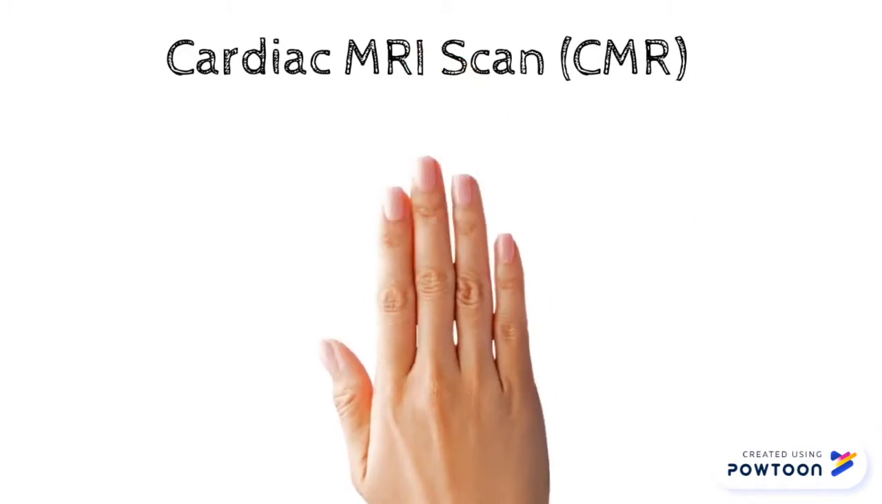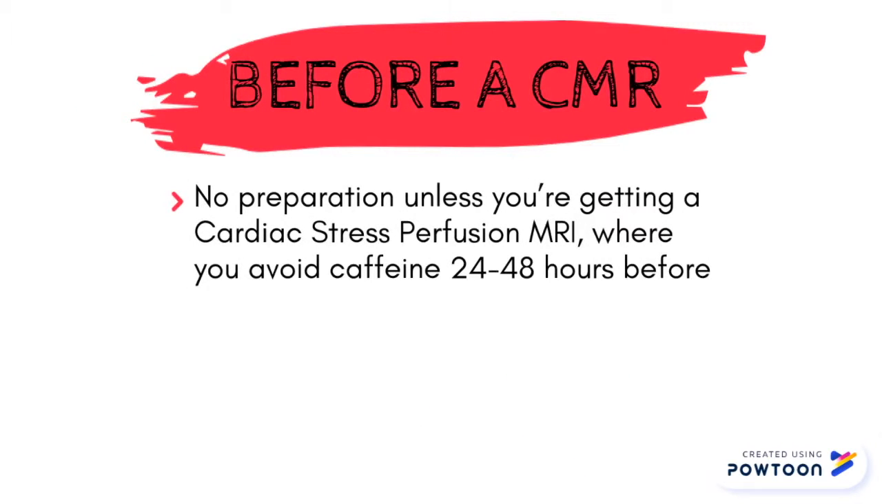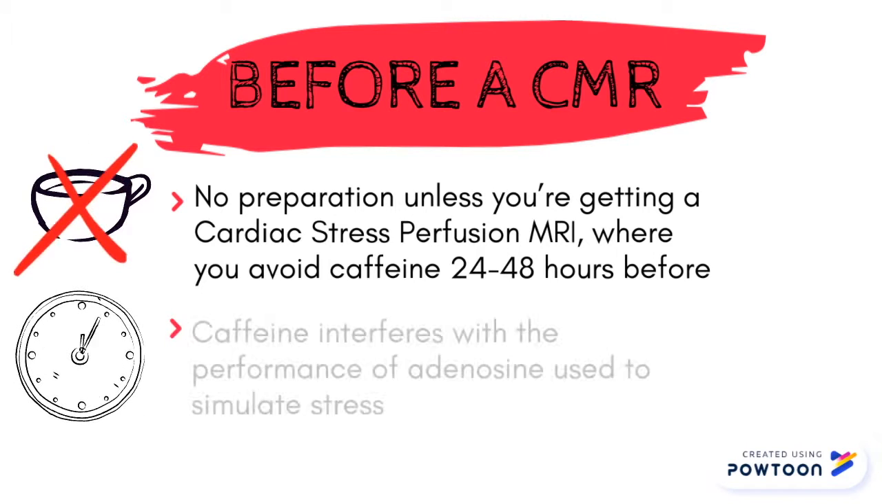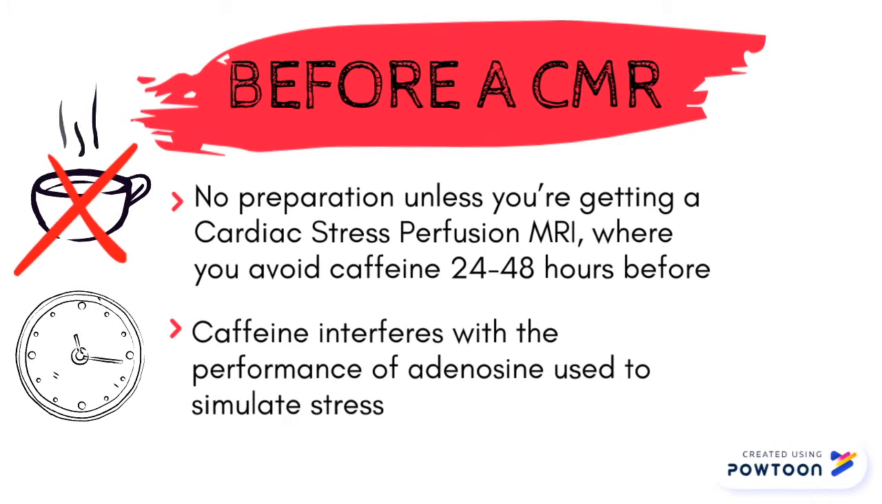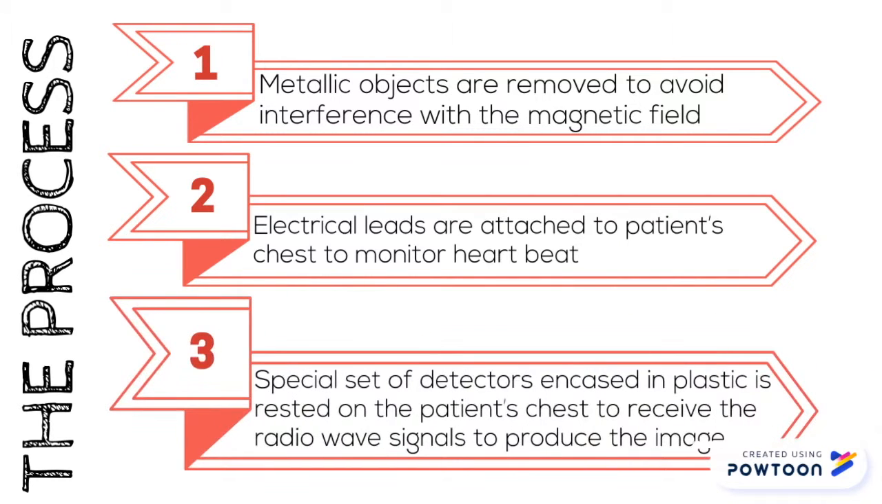Cardiac MRI scans require the use of a high-strength magnet and radio waves to scan the heart and produce an image of the heart. There is no preparation unless you're getting a cardiac stress perfusion MRI, where you avoid caffeine 24-48 hours before, as caffeine interferes with the performance of adenosine used to simulate stress. Electrical leads are attached to the patient's chest to monitor heartbeat. A special set of detectors encased in plastic is rested on the patient's chest, which works with a main magnet to receive the radio wave signals to produce the image.